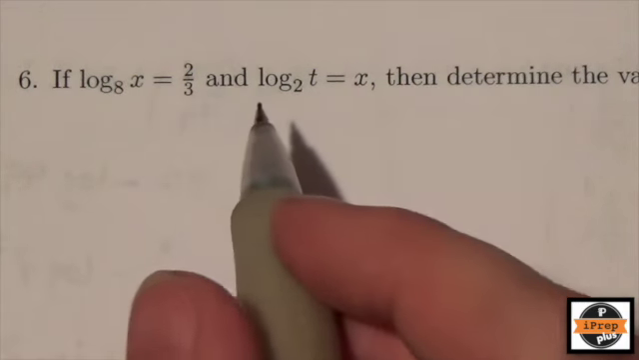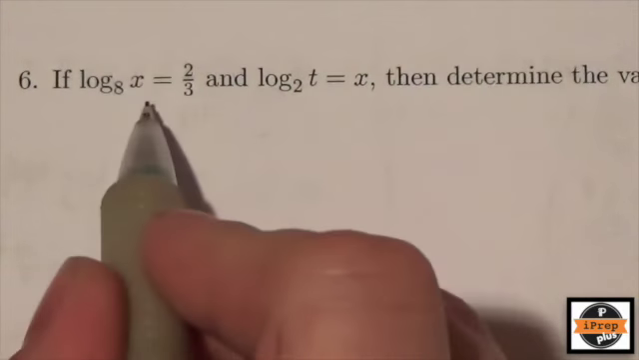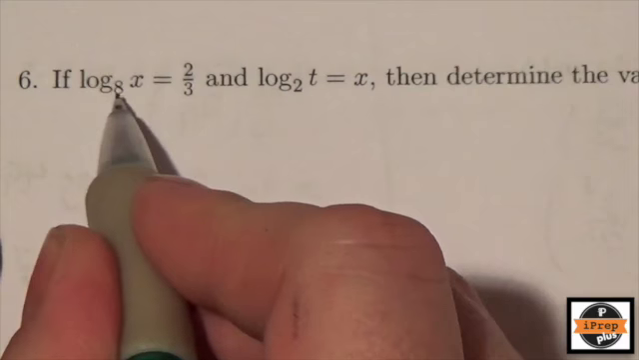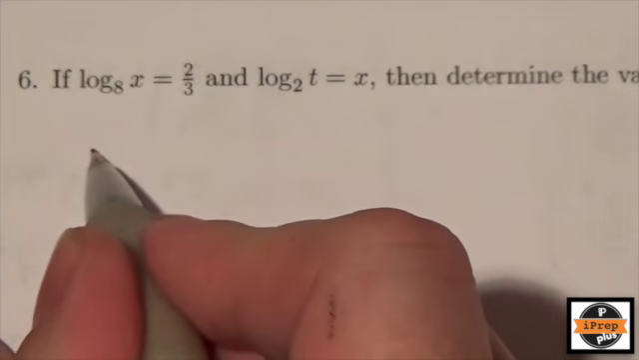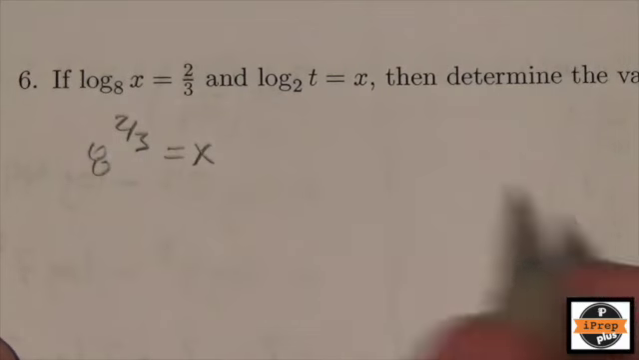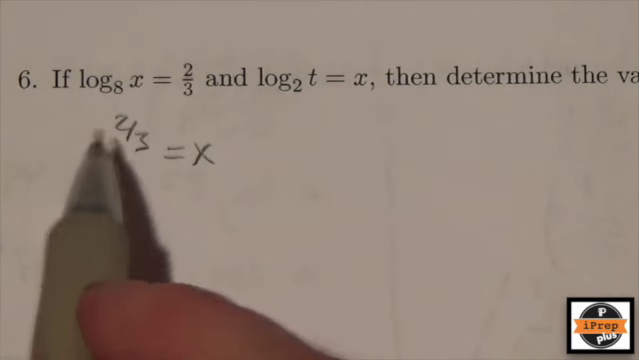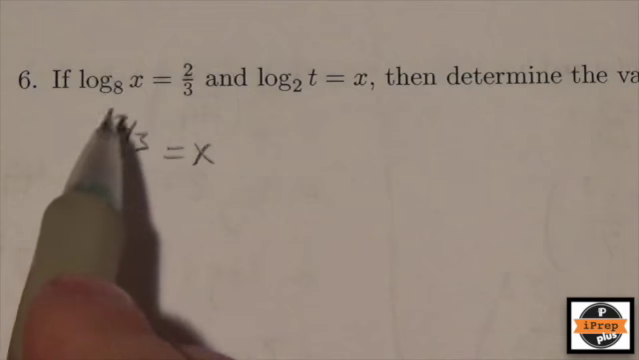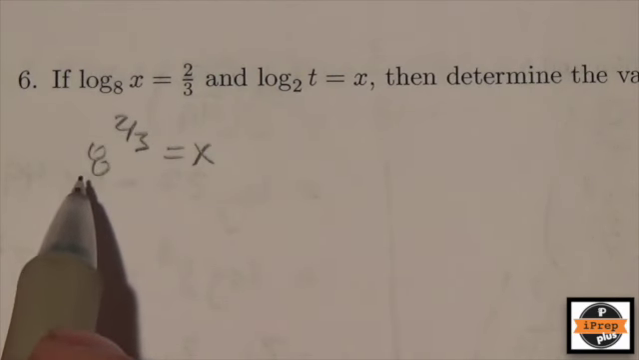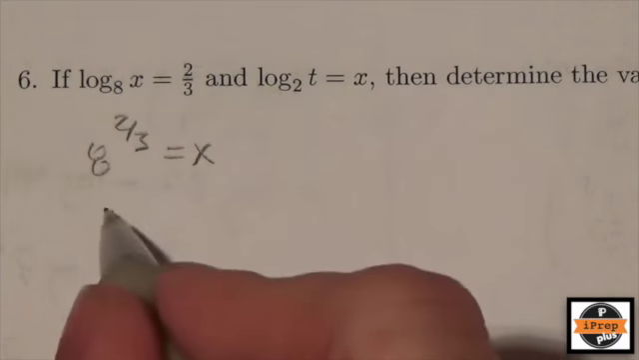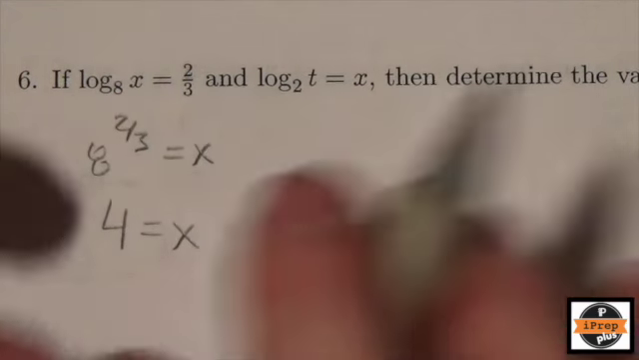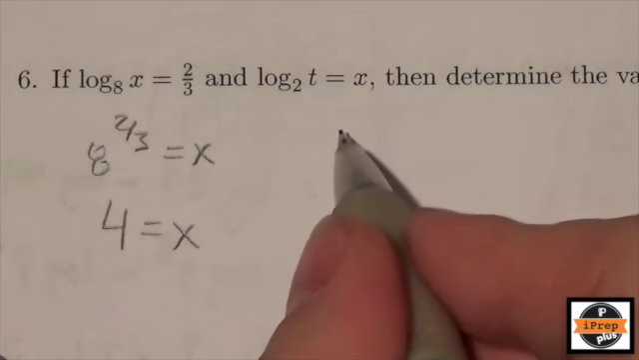So what I want to do first is convert this to the exponential form to get x out of the log. The base here is 8, the logarithm is equal to 2/3, so 8 to the 2/3 is going to equal x. I can evaluate this because this means the cube root of the base, squared. The cube root of 8 is 2, squared is 4. So x is going to equal 4.